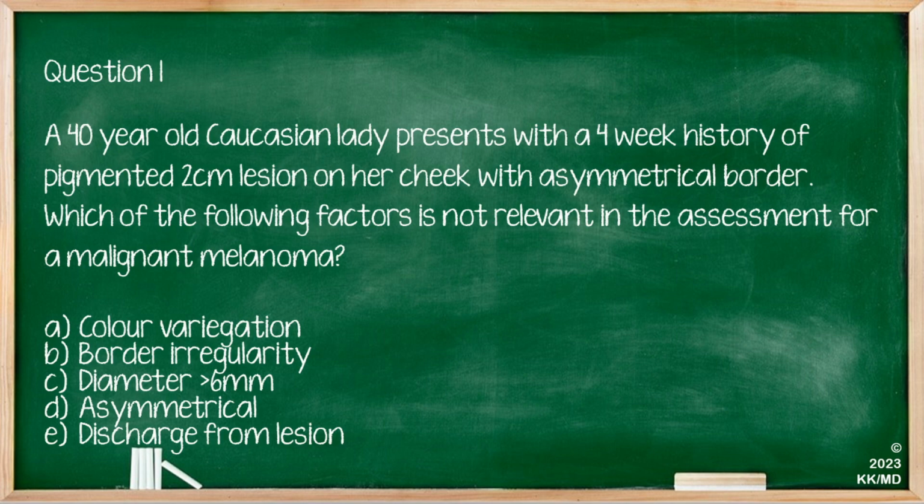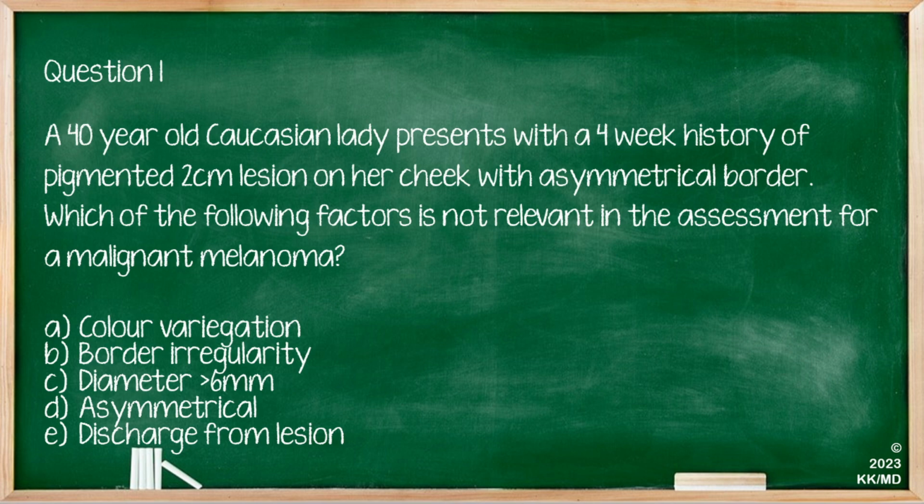Now let's try a question. A 40-year-old Caucasian lady presents with a 4-week history of pigmented 2-centimeter lesion on her cheek with asymmetrical border. Which of the following factors is not relevant in the assessment for a malignant melanoma? So our options here are color variegation, border irregularity, diameter greater than 6 millimeters, asymmetrical, or discharge from lesion.